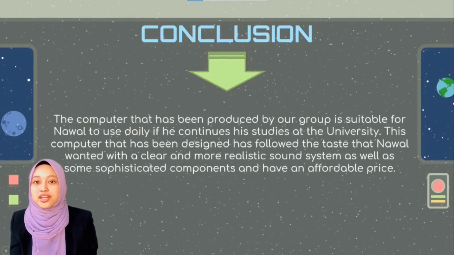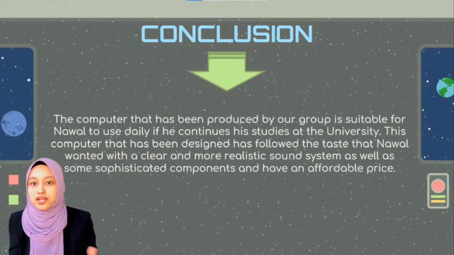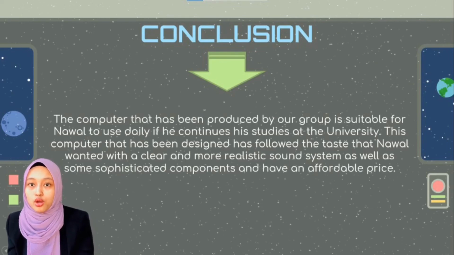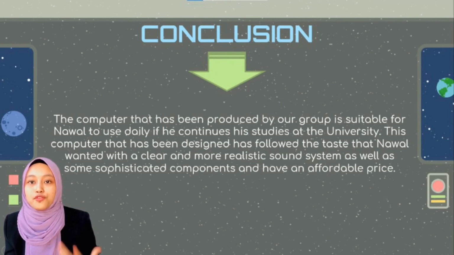Conclusion, the computer that has been produced by our group is suitable for Nawal to use daily when she continues her study at the university. Also, this is suitable for Nawal in daily use. This computer that has been designed has followed the taste that Nawal want, with a clear and more realistic sound system as well as some sophisticated components and have an affordable price.